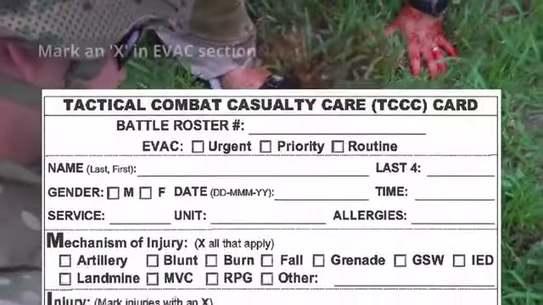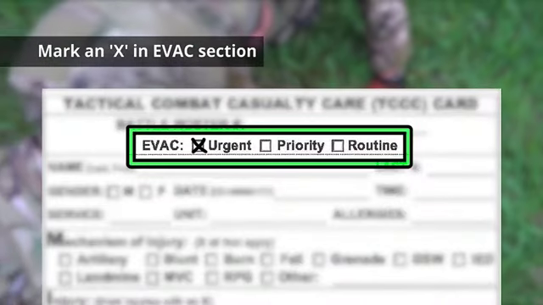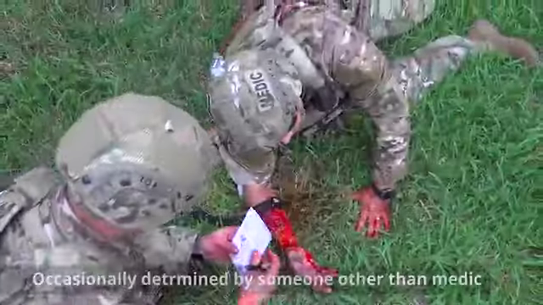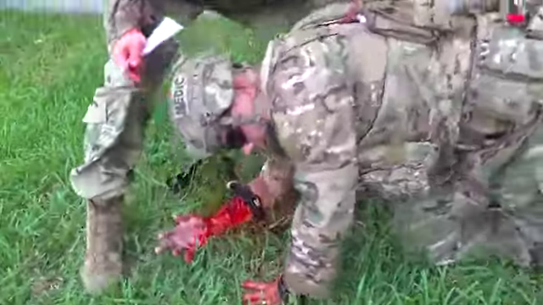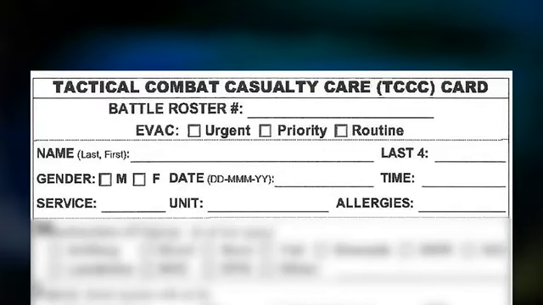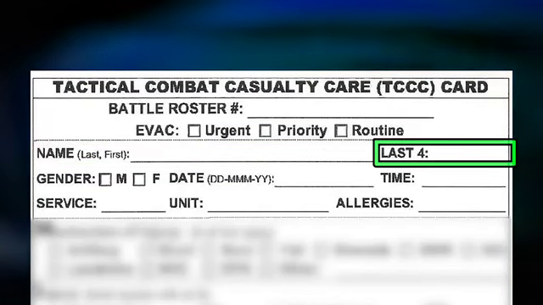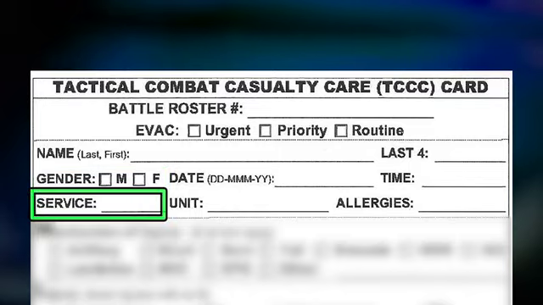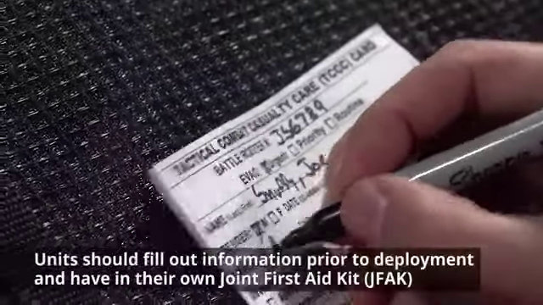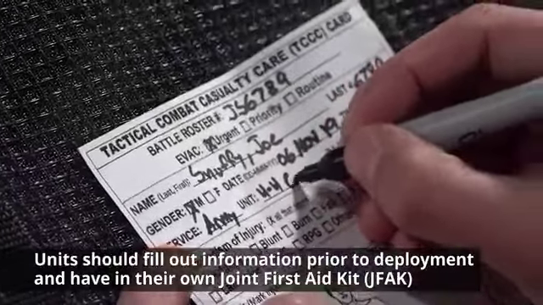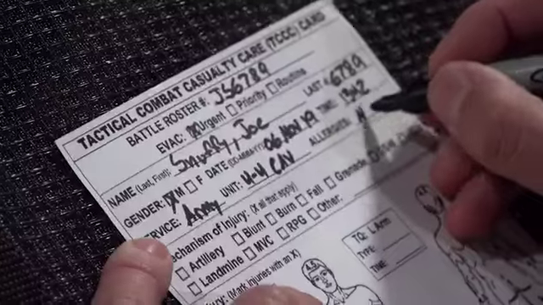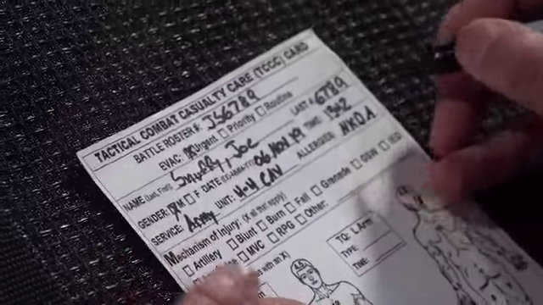The medic will usually assign each casualty an evacuation priority and mark an X in the casualty's 1380 as urgent, priority, or routine. Occasionally, this is determined by someone other than the medic, often in coordination with the casualty evacuation team. The demographics section includes the casualty's name, last 4 of the social security number, their gender, their branch of service, and their unit. As I mentioned before, it is a good idea for everyone to fill out this information on their DD Form 1380 in their own joint first aid kit so it is available for any combat lifesaver. That section also has a place to document the injury date and time.